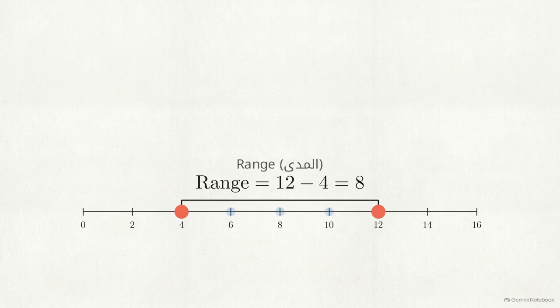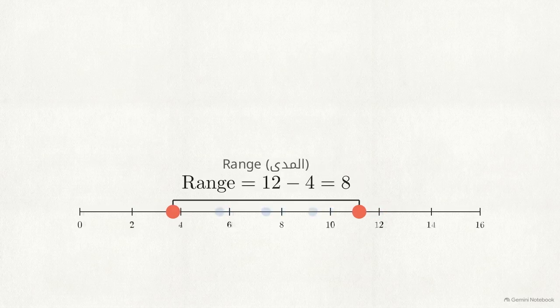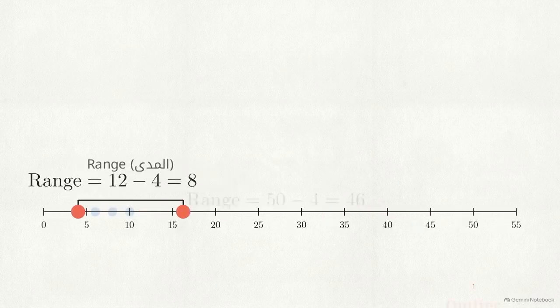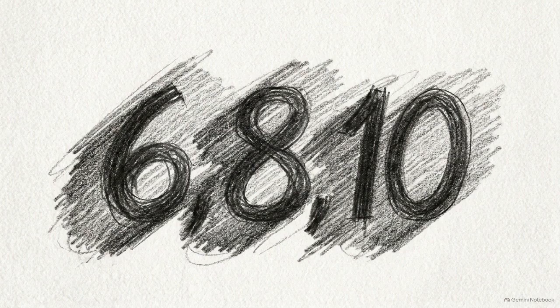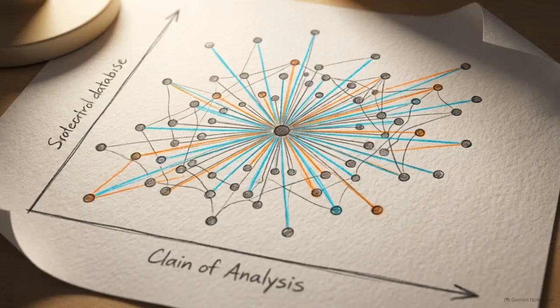The range is easy to calculate, but it only looks at the two most extreme points. If just one of these numbers changed to a massive outlier, the range would expand, even if the rest of the data stayed exactly the same. Because it ignores the distribution of the numbers in the middle, we need a more detailed way to measure how every single point contributes to the spread.